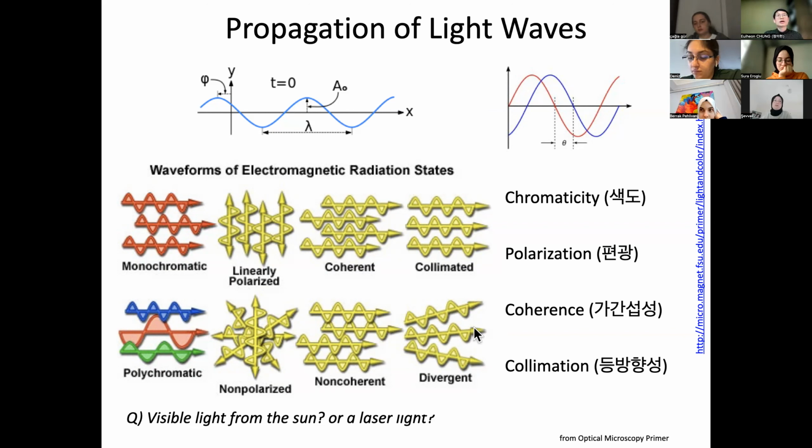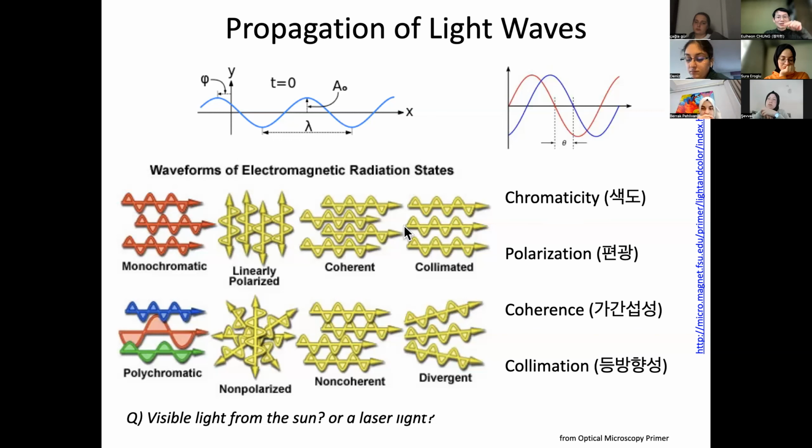So some of these properties are being used when we are creating microscopy. I would say that for light wave propagation, some of the key characteristics are chromaticity, which is about the color or different wavelength. Another one is polarization.